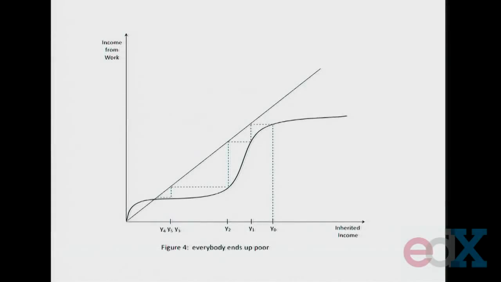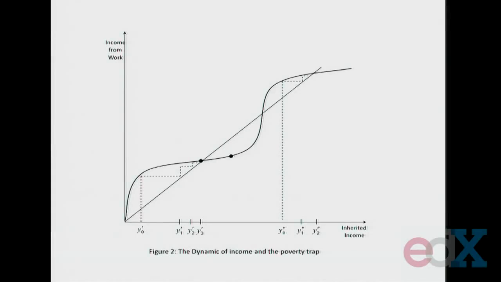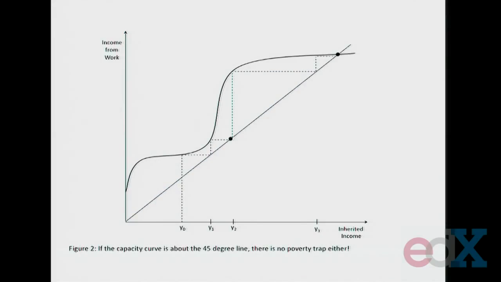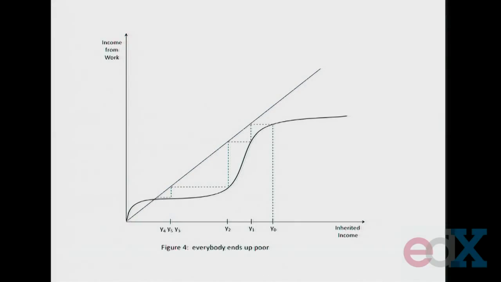So let's look at those three examples. That's an example with a poverty trap. That's an example that doesn't have one. That's another example that doesn't have one. What is different between the one example with a poverty trap and the one which doesn't have one?